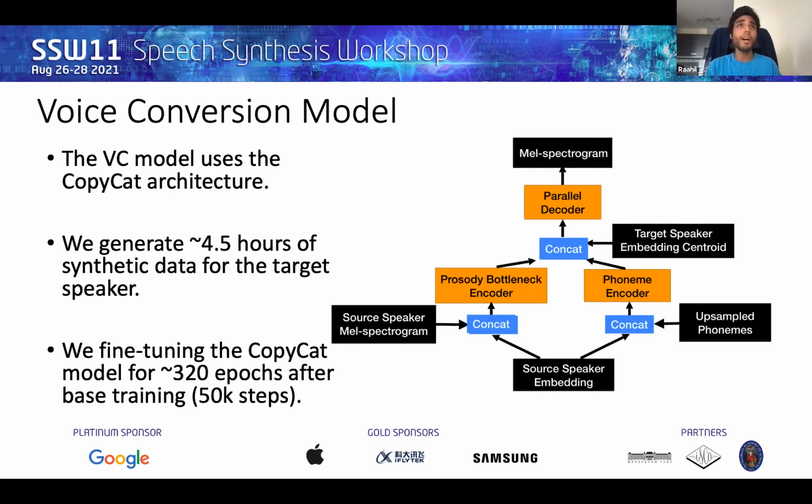target speaker. And we use this technique to generate about 4.5 hours of synthetic data for our target speaker to bolster the 15 minutes to 3 hours of data that we will use as ground truth data. The only difference between this and our previous work in terms of architectural changes for voice conversion is we find that in the case of the more expressive voice, fine-tuning the copycat model, that is training the model on target data just after the baseline training for about 50,000 steps, did lead to improved quality of converted samples.